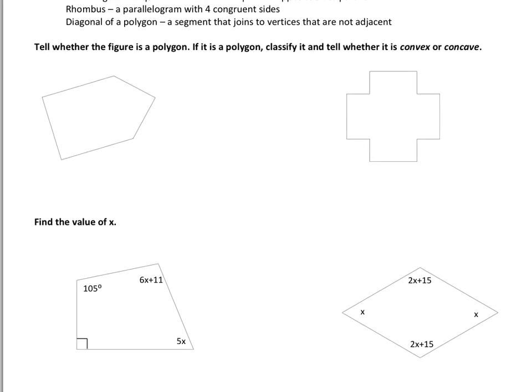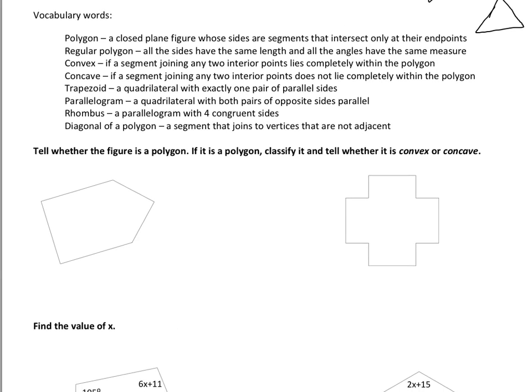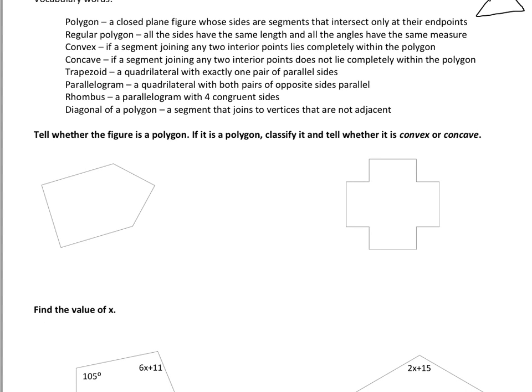Okay, now first, for these two images, we want to tell whether the figure is a polygon. So remember, the criteria for it to be a polygon is it has to be closed, and the sides only intersect at their endpoints. So nothing that looks like that hourglass figure up there. So if we look at this first one, if it is a polygon, we want to classify it and tell whether it's convex or concave.